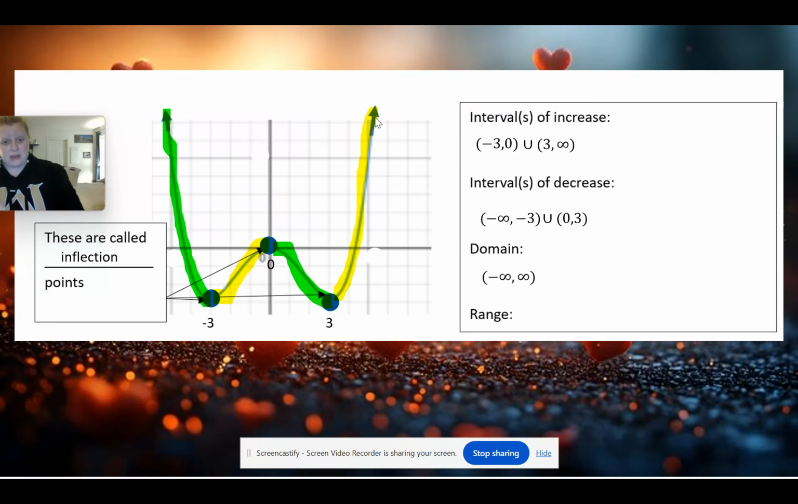Range is the opposite. That means how low does it go versus how high does it go. So in other words, how low is the lowest point? You can see these are your lowest points, and they're both at -3. But there is no highest point, so it would just be infinity. That you do want to use a parenthesis for. -3 is included as a part of the graph, so we bracket that.